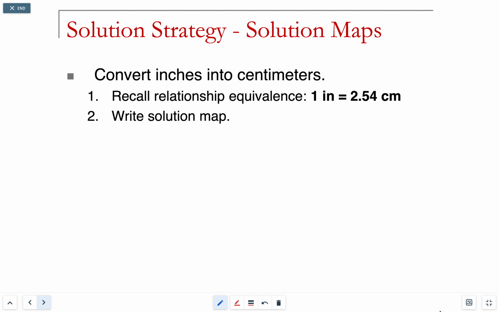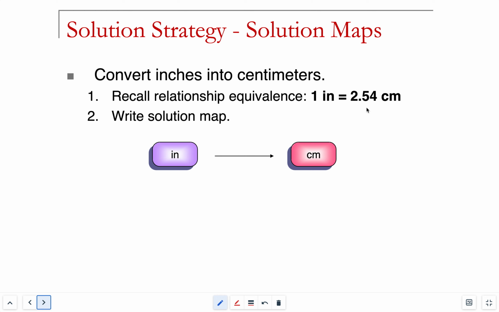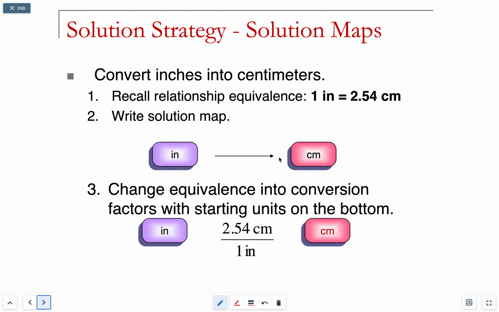So again, if we wanted to do the opposite, instead of going from centimeters to inches, we wanted to go from inches to centimeters, you'd start with the same relationship here, and we would write a solution map starting with inches, write down where you're trying to go to, which is centimeters, use this relationship. Now we would look at this conversion factor with centimeters on top, inches on the bottom, so that inches cancels, and we would get centimeters in our final answer.